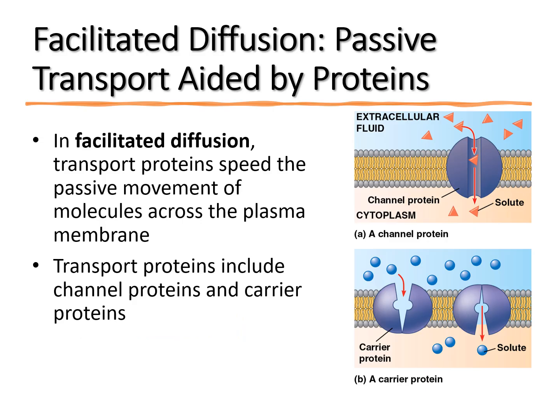Let's review this idea of facilitated diffusion. Really, it's still passive transport, but it's enabled by proteins that are within the membrane. In facilitated diffusion, transport proteins speed the passive movement of molecules across the plasma membrane because they allow for movement of some molecules that might not make it through.